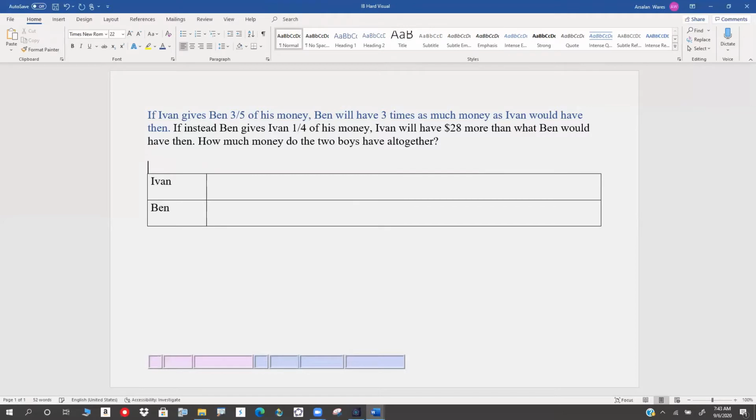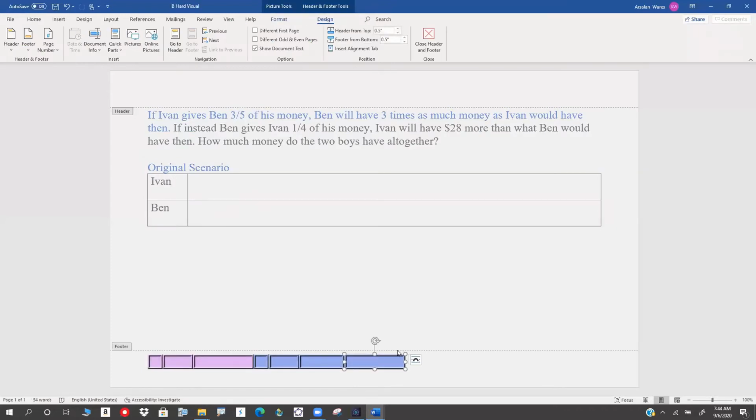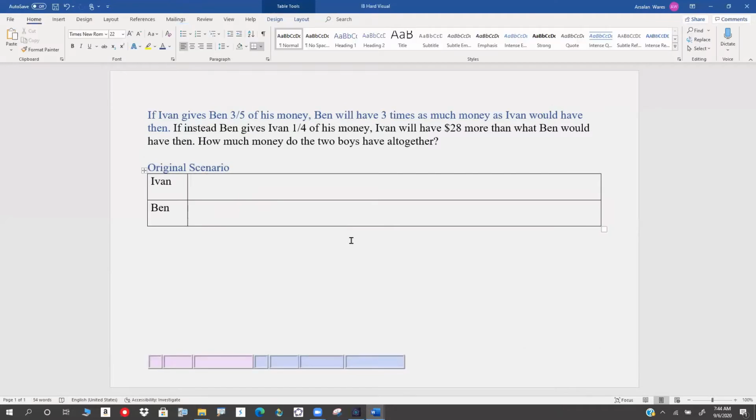Let's call this the original scenario. And I'm going to change the color to blue. We're using the statement in blue to fill this table. The question says, Ivan gave Ben 3/5 of his money. So it seems reasonable to assume Ivan's money can be split into 5 parts.